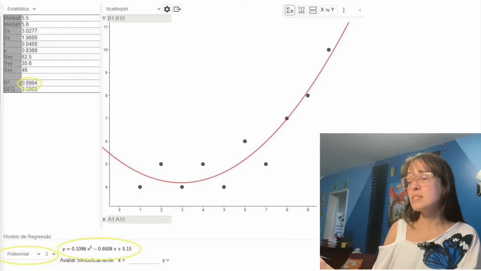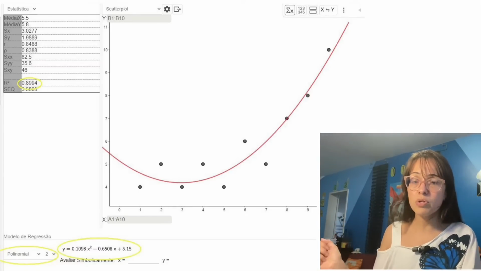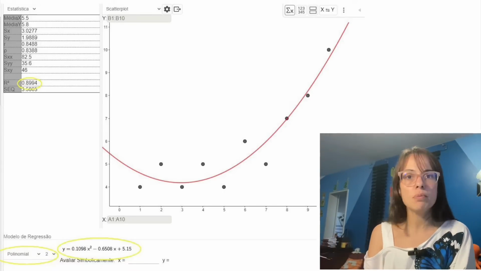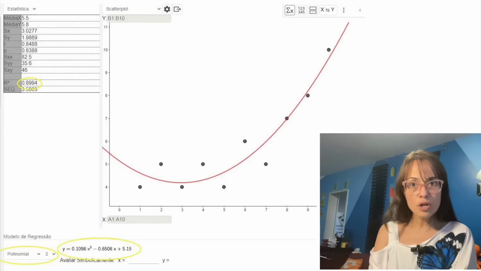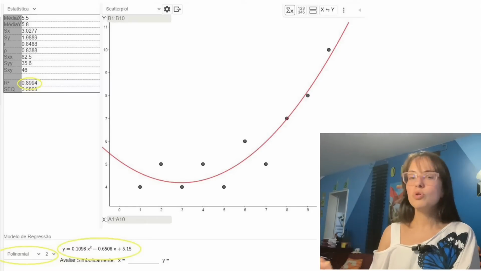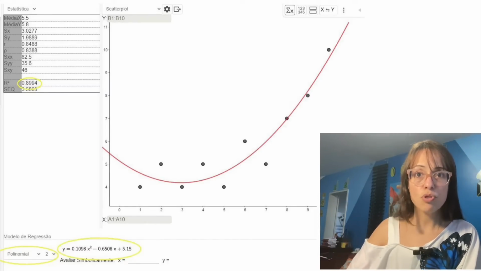Maybe it doesn't. To an extent, this is subjective, right? Do you think it looks better? And then you look at the coefficient of determination, and it has become a lot bigger. It's 0.8994. So if you're just going by the numbers, not asking yourself any subjective question at all, this one is a better fit, a polynomial of degree 2.